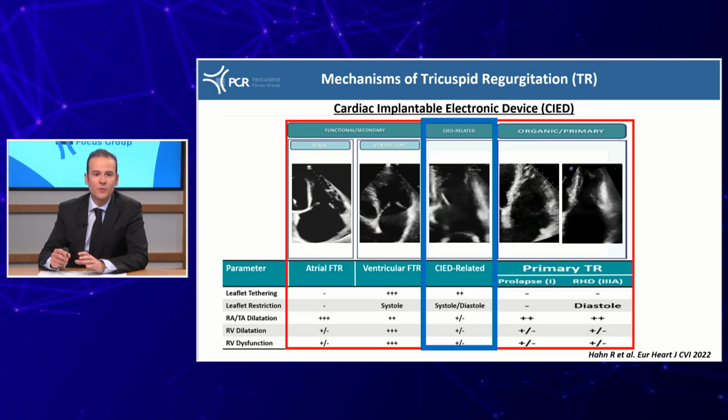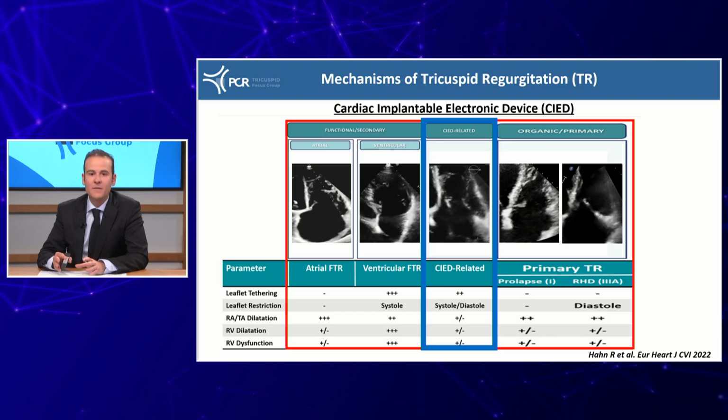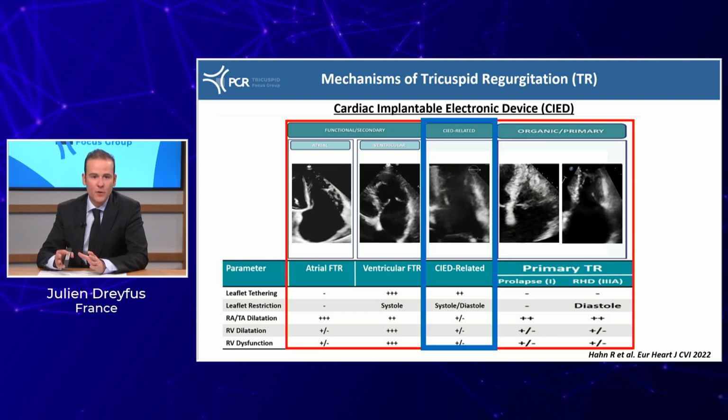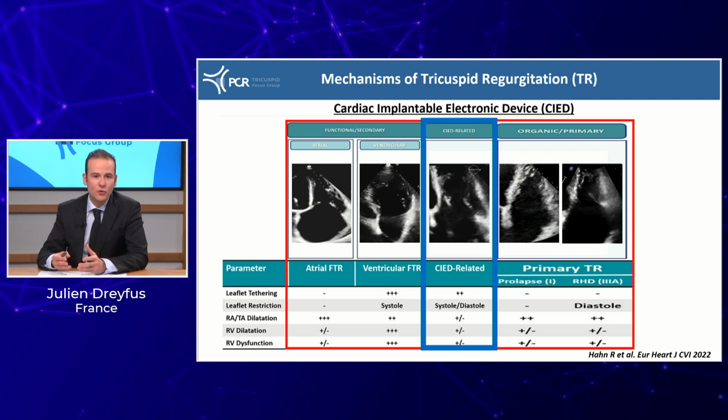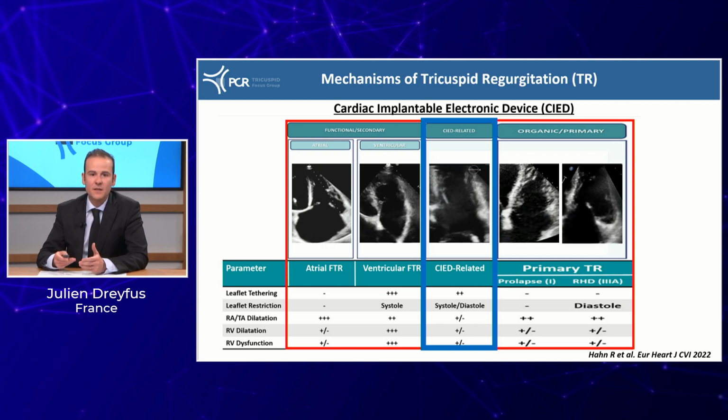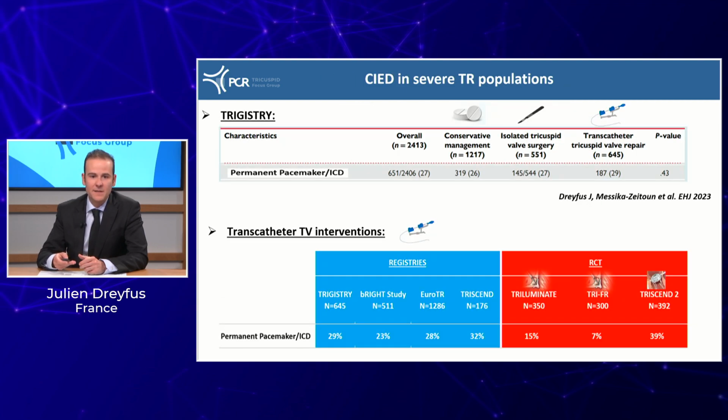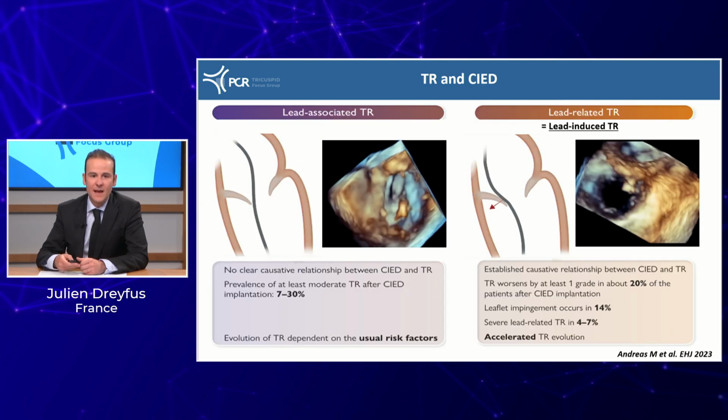So first, you have to know that the mechanism of TR is currently divided into three groups. First, functional or secondary, second, organic or primary, and now there is a new group for patients with cardiac implantable electronic device. Approximately 1/4 to 1/3 of patients with severe TR have a pacemaker or an ICD, regardless of the medical, surgical, or transcatheter group.